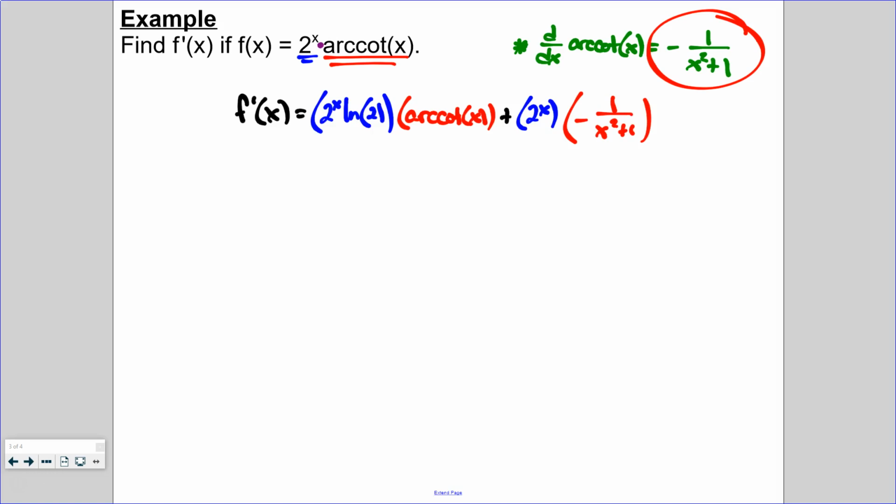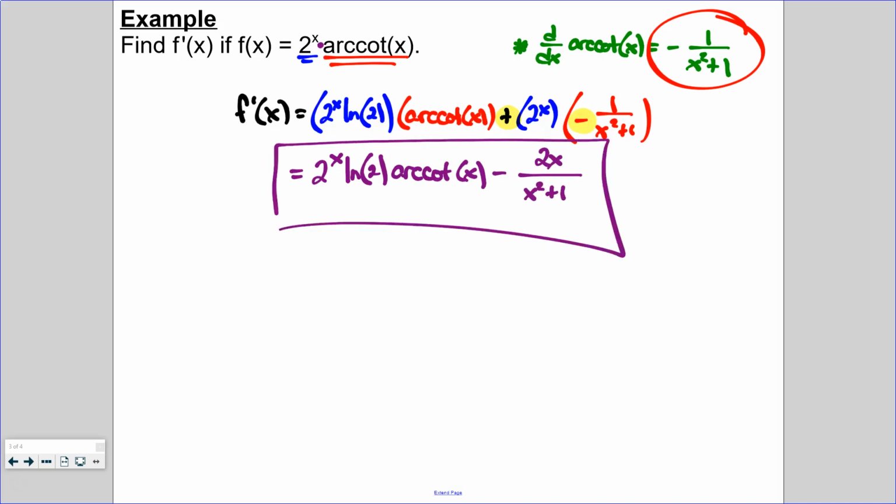And then from here it's just simplification. So we're going to have 2 to the x times the natural log of 2 times arc cotangent of x. And then since our second term here has a negative sign in front of it, that's going to change this plus sign to be negative. We can then multiply the 2 to the x to be in the numerator and leave the x squared plus 1 in the denominator. And there we have it.